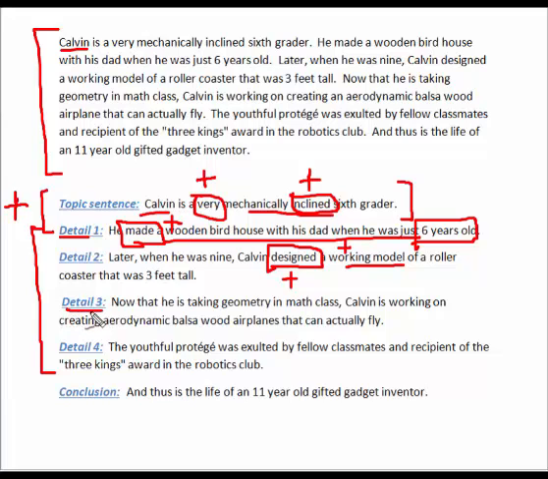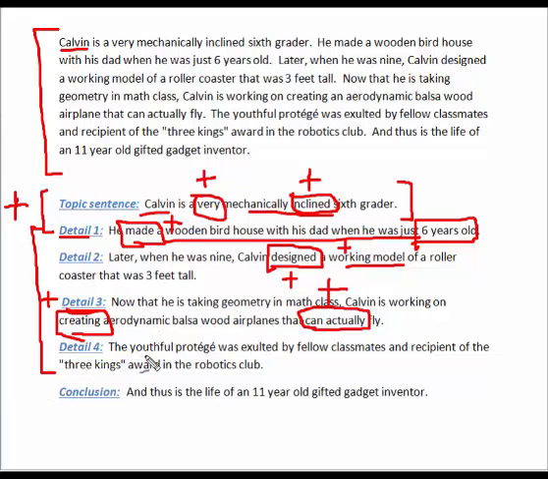We go to detail number 3. Now that he is taking geometry and math class, Calvin is working on creating an aerodynamic wood airplane that can actually fly. Can actually fly, positive. Creating is positive. Why? Because you are making something. Once again, you see Scooby-Doo saying the same thing, using different words. We're using the good stinky rule to identify all the positive things. When you're taking geometry and you are building airplanes, that seems on the positive side as well.